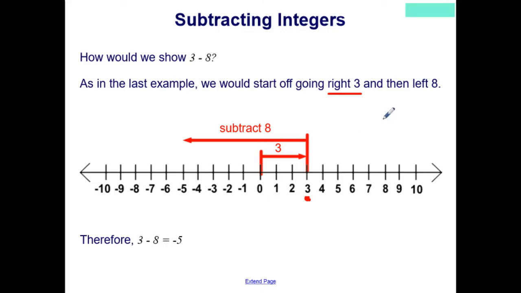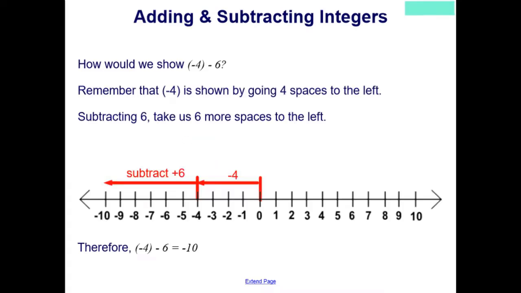And then because we're subtracting, instead of moving positive or to the right 8, we will move to the left 8 from 3. Moving 1, 2, 3, 4, 5, 6, 7, 8, arriving us at negative 5 on our number line. Therefore, 3 minus 8 equals negative 5.